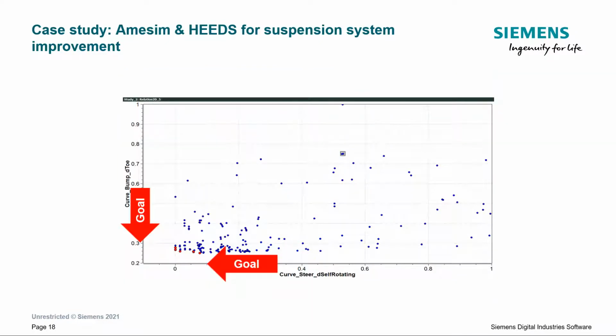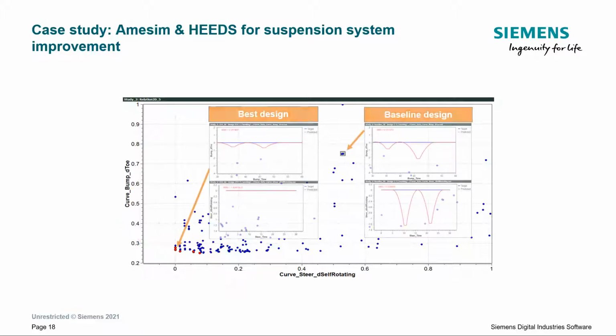The trade-off between the 2 objectives was smaller than expected, leading to a better understanding of the design space and the problem posed. HEEDS reduced the induced toe angle during the bump maneuver by 65% and reduced the self-steering angle during the steering maneuver by 99% compared to the starting design. They discovered relationships between the performance metrics which can be exploited in further development.